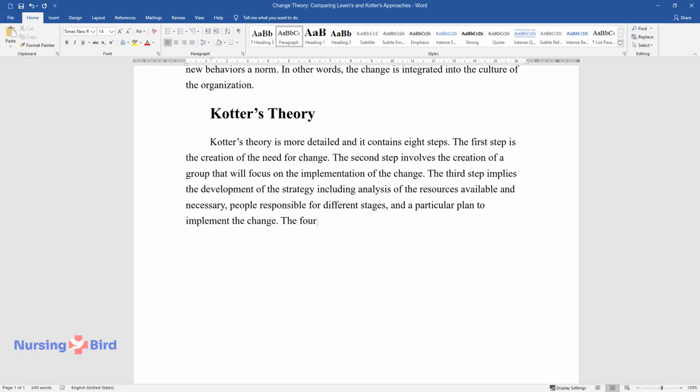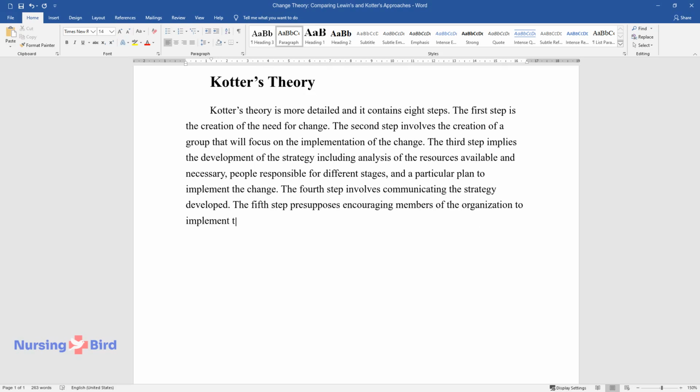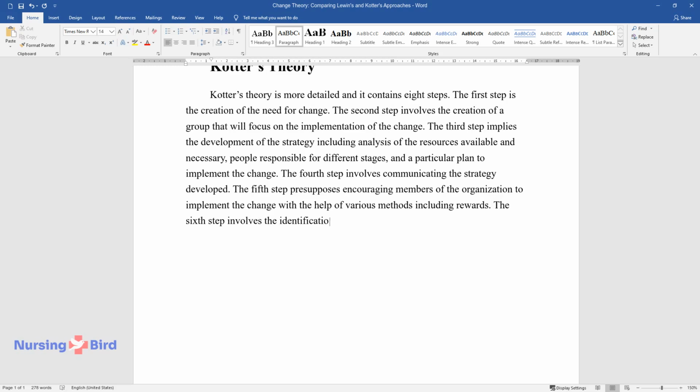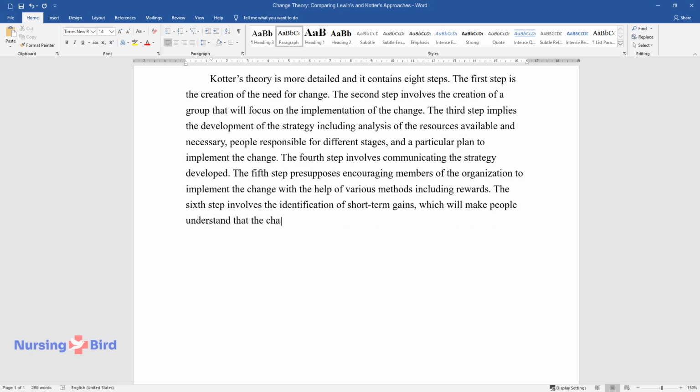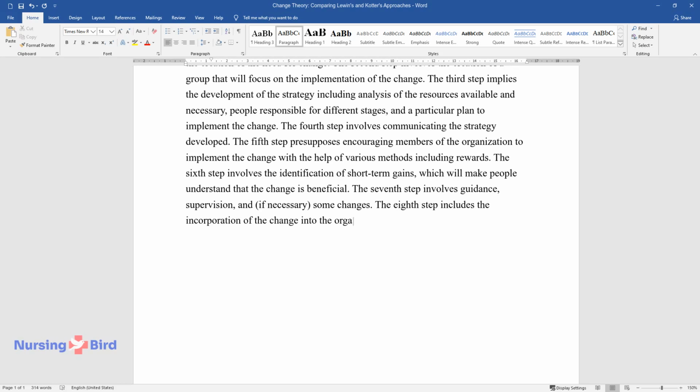The fourth step involves communicating the strategy developed. The fifth step presupposes encouraging members of the organization to implement the change with the help of various methods, including rewards. The sixth step involves the identification of short-term gains, which will make people understand that the change is beneficial. The seventh step involves guidance, supervision, and, if necessary, some changes. The eighth step includes the incorporation of the change into the organization's culture.